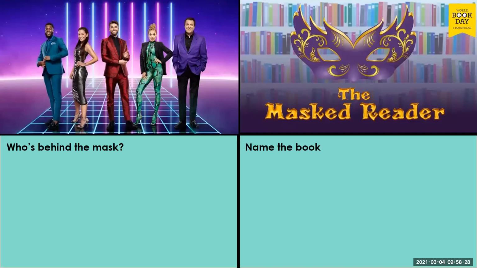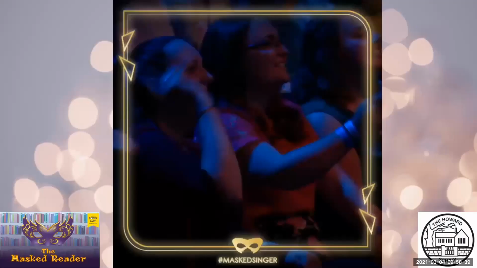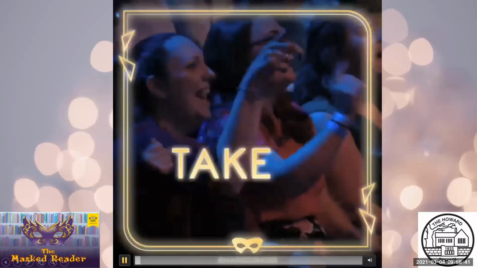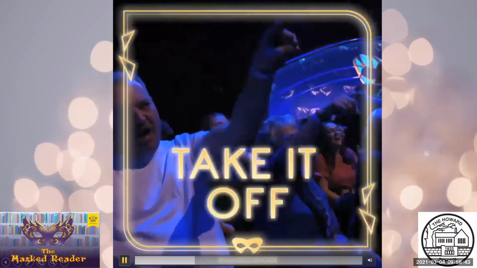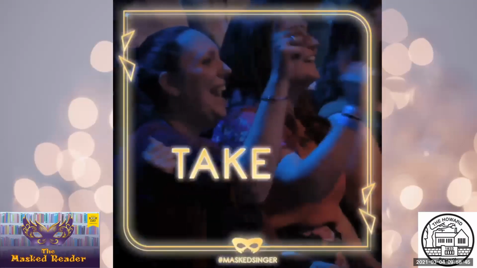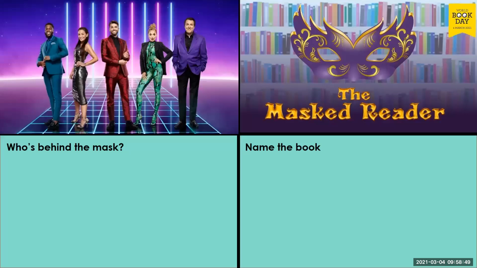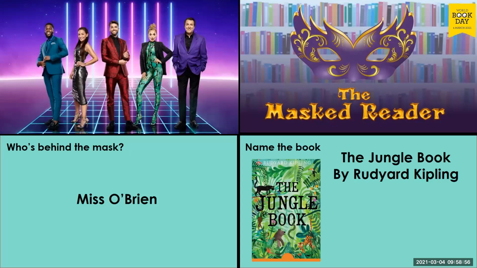Okay, so who is the apple? Can you guess the teacher is the apple? And can you name the book that the apple was reading there? Let's unmask the apple. Okay, so the teacher behind the mask of the apple was Miss O'Brien. And the name of the book was The Jungle Book by Rudyard Kipling.